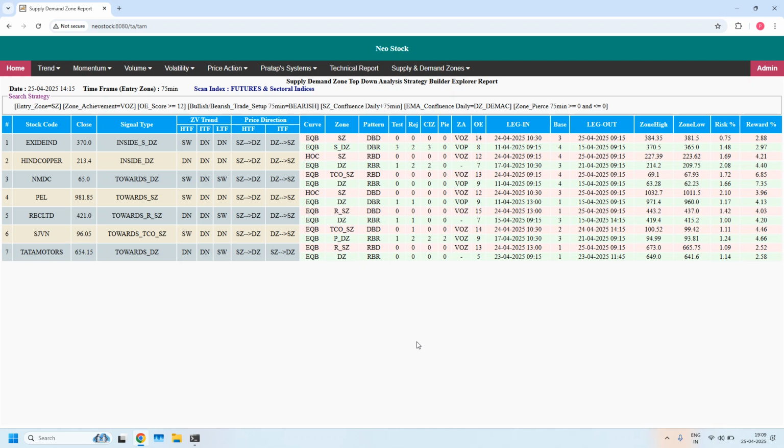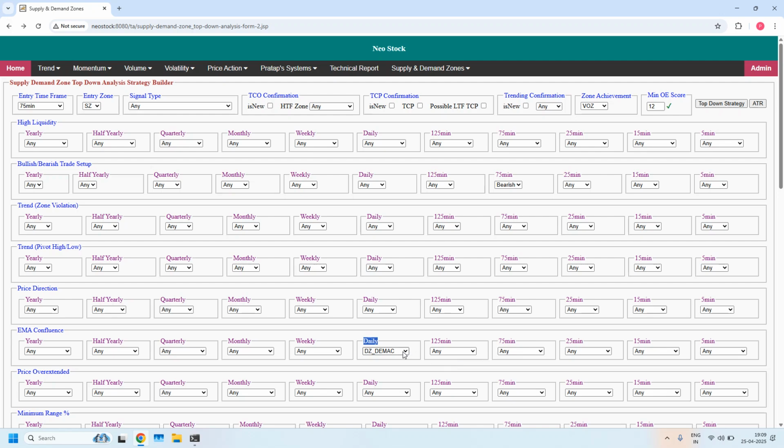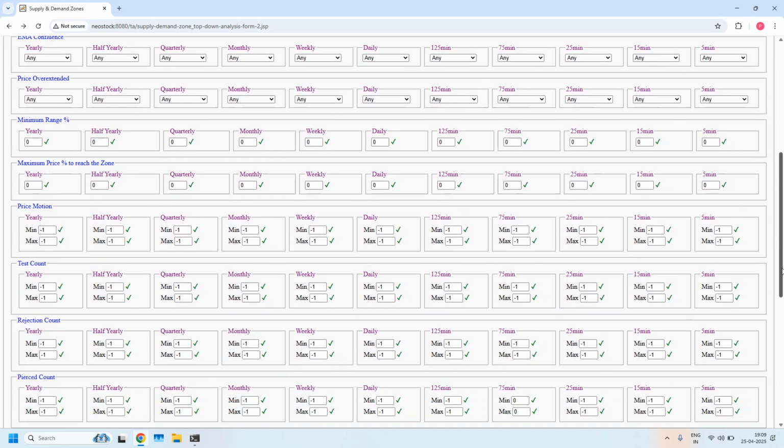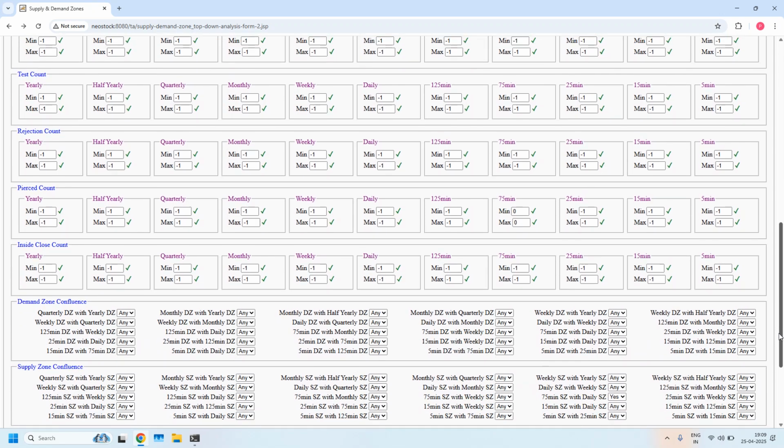Next we will look into LTF, ITF and even HTF supply zone confluence. That is 75 minutes, daily and weekly supply zone confluence. Removing EMA filter. In the supply zone confluence, 3 filters we have to select. First filter is already enabled, 75 with daily. Next 75 minutes supply zone with weekly supply zone confluence. Daily supply zone with weekly supply zone confluence.